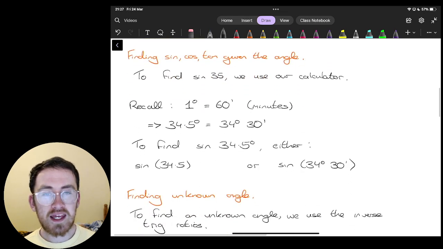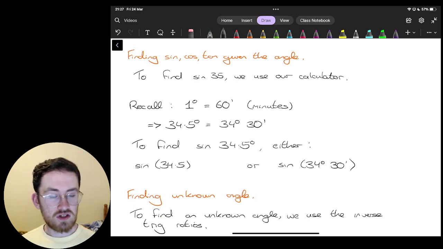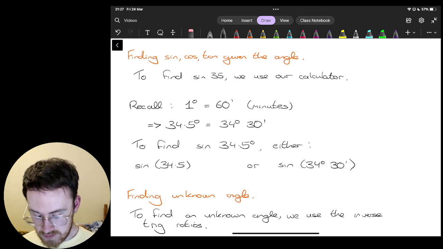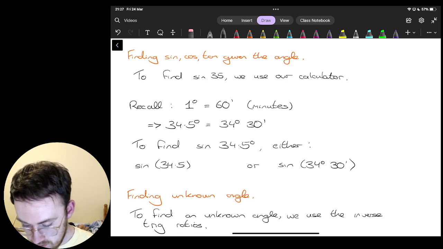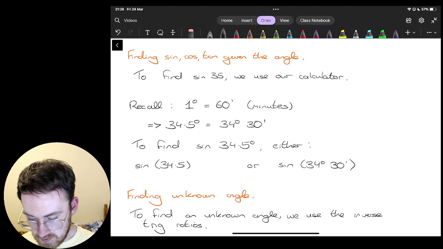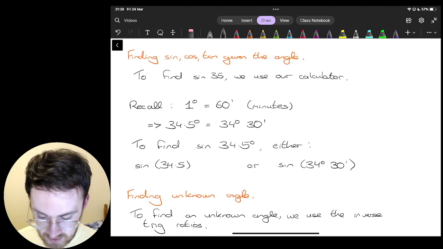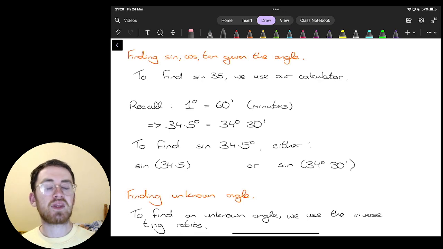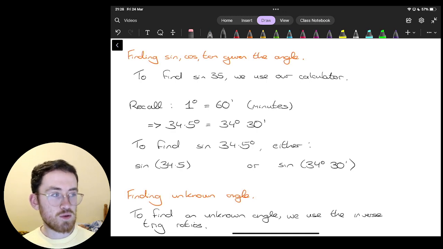So if we're given an angle, say sine of 35, we can just use our calculator. We press sine 35 and we get our answer. Fairly straightforward. And again, as we've said, making sure our calculator is in the right mode. What we have to remember as well is 1 degree is the same as 60 minutes, the same as we have with hours. And we have minutes and we have seconds as well.